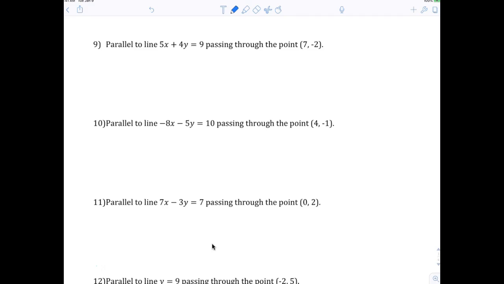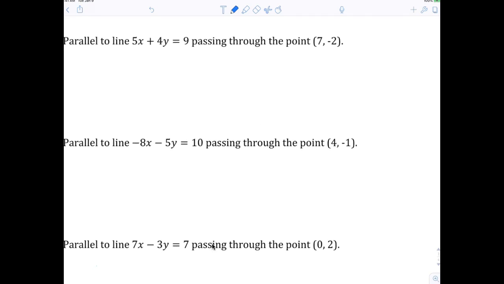All right, now why is number 9 a problem for us? Tell me. Yeah, we don't know what, you can't look at it and tell me what the slope is. So I have to convert it into slope-intercept form. Everybody needs to be on number 9. All right, so here we go.